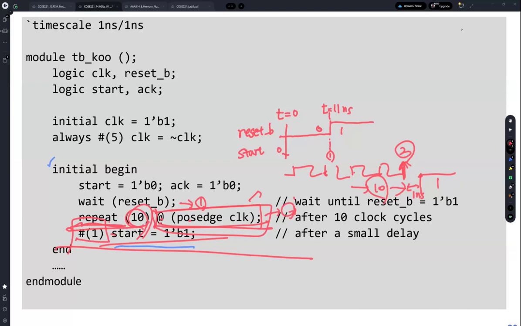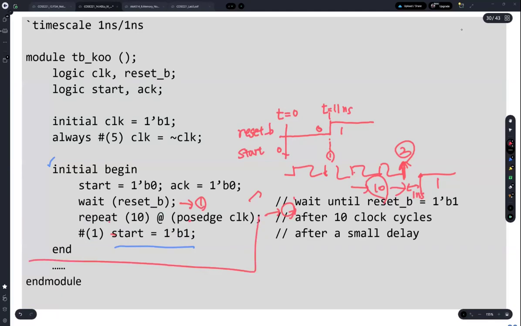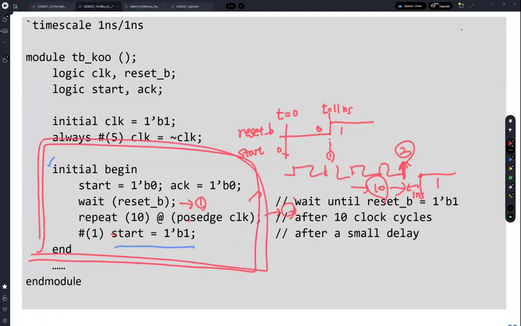Actually when we generate the input stimulus, we need to generate the input signals by time. That's why we need to understand the timing control in SystemVerilog. So try to understand the meaning of this statement.